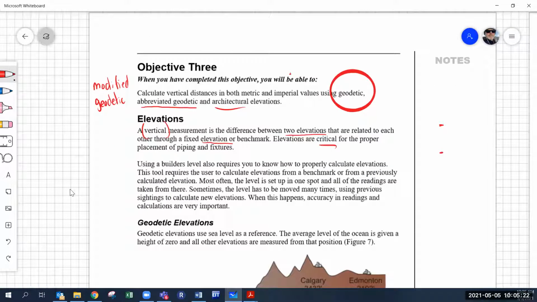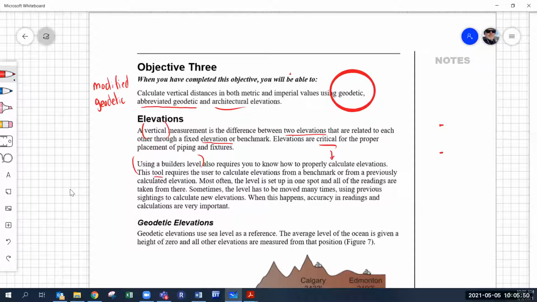So we start off by saying using a building level. Now we're going to go through an entire ILM on builders levels, what they are and how to use them, how to fill in forms. We're going to do all of that stuff. Okay, but this is where we start out. So to properly calculate these elevations, we use this tool.